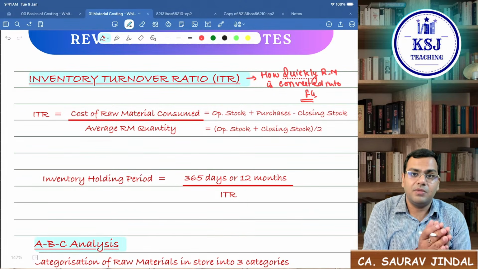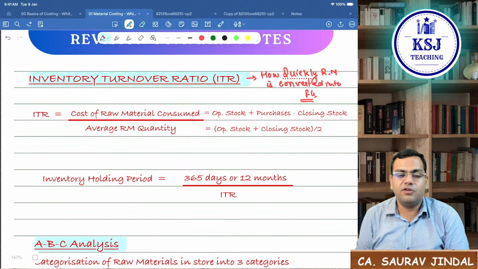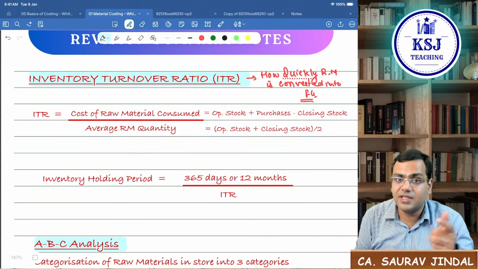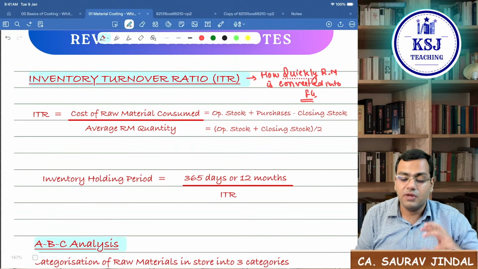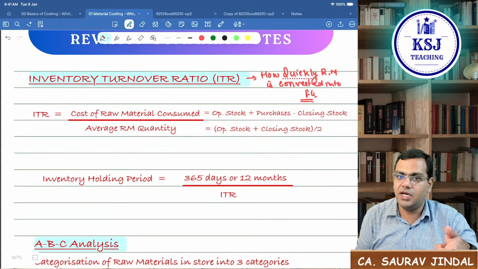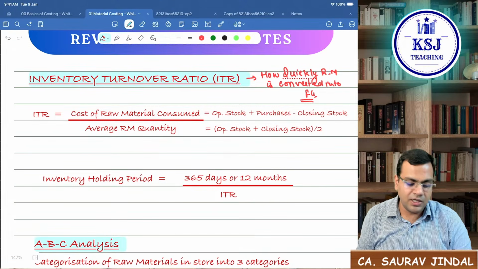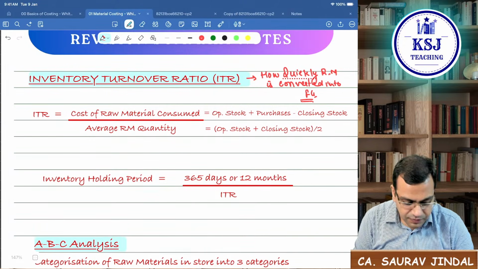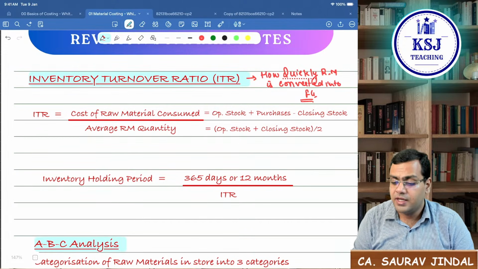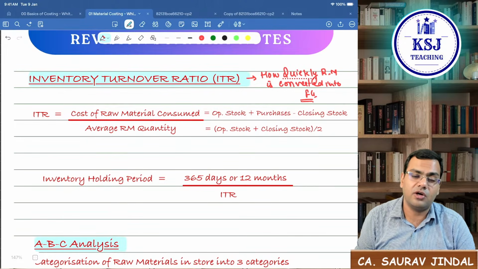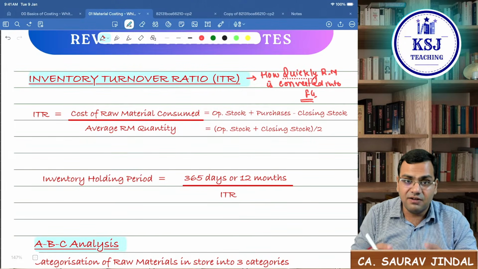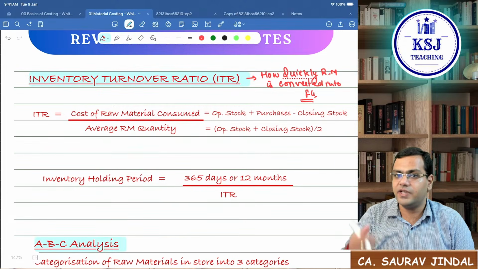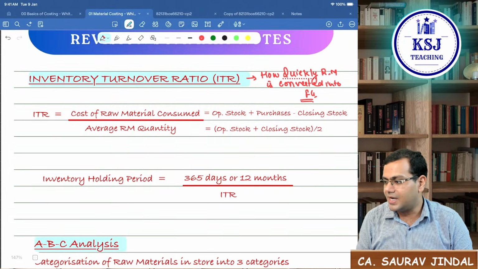Until we convert that raw material into finished goods and sell those goods, we will not be able to recover that investment in the raw material. So the faster we convert our raw material into finished goods, the quicker we will recover the investment in the raw material. That is why the business wants to know how quickly you are converting your raw material and recovering your investment by converting it into finished goods and selling that product. That is the purpose.